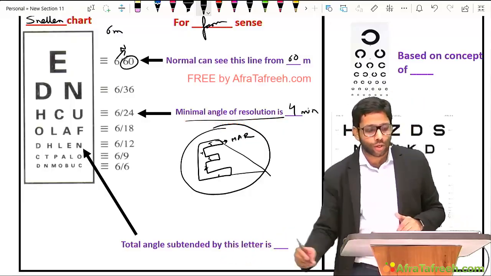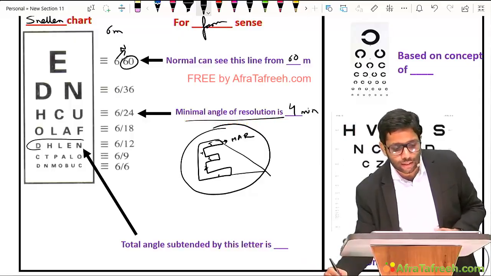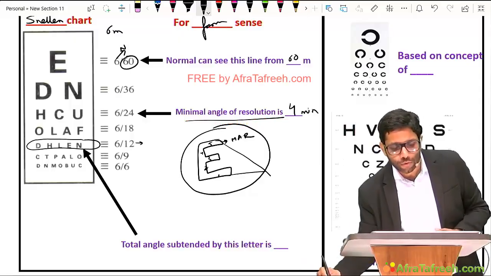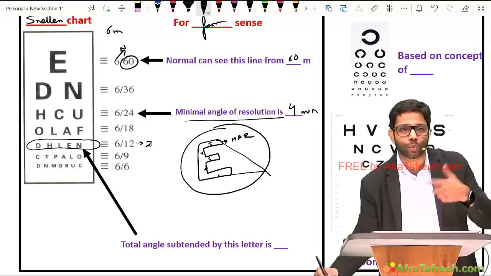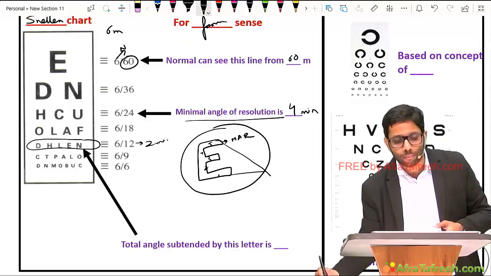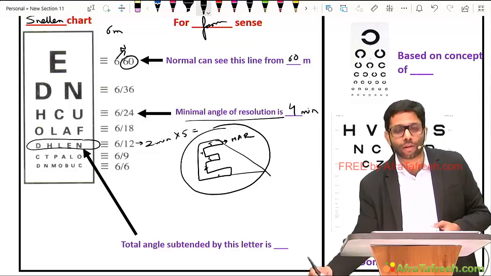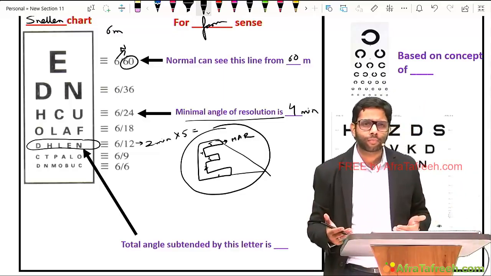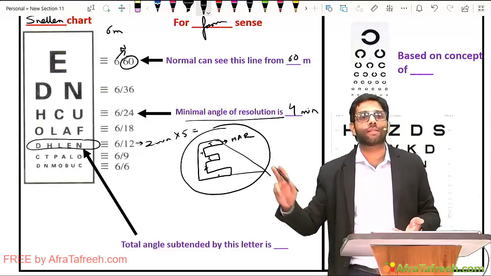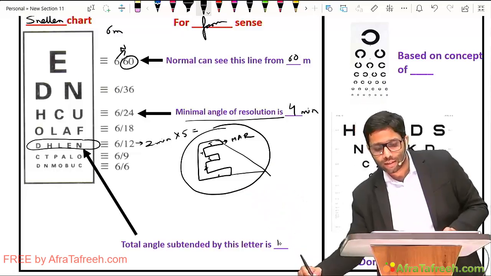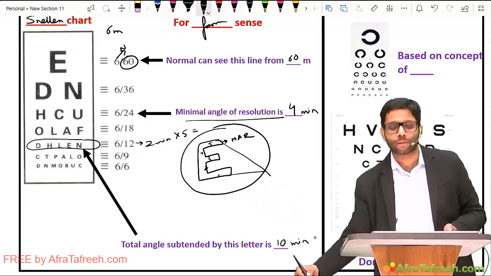So in this question, this line is 6 by 12. The MAR of 6 by 12 is, we are good in maths, 12 by 6, which is 2 minutes. But for the entire letter you have to multiply by 5. Why not 4? Why not 6? Who told you this? Not me, Snellen told. The answer is 10 minutes.